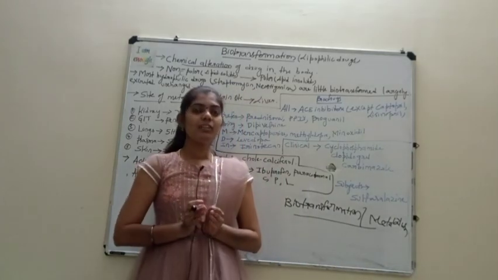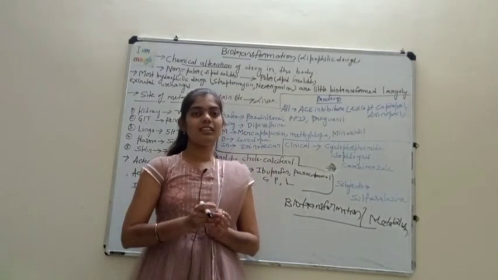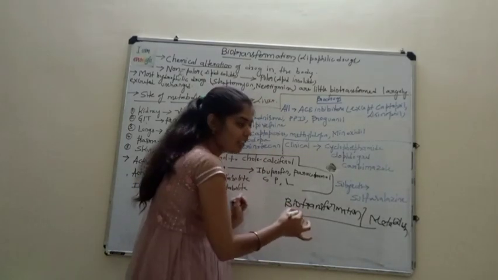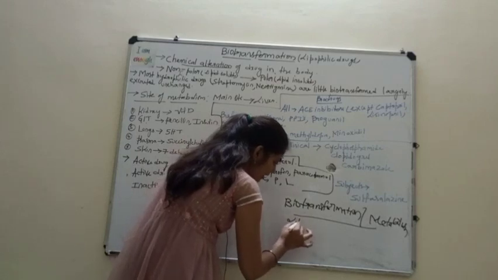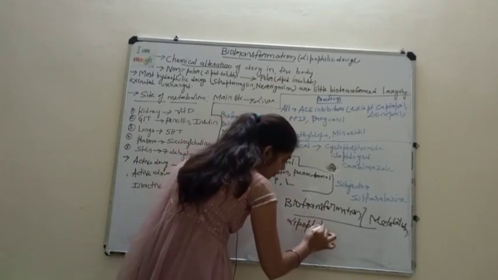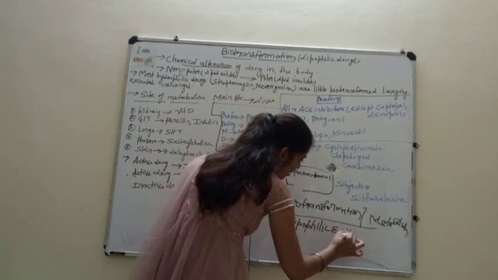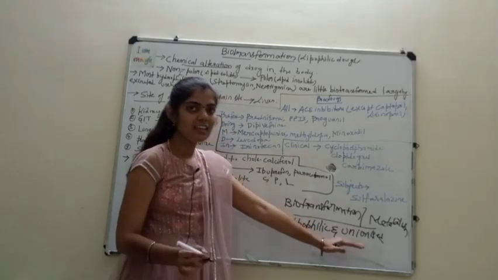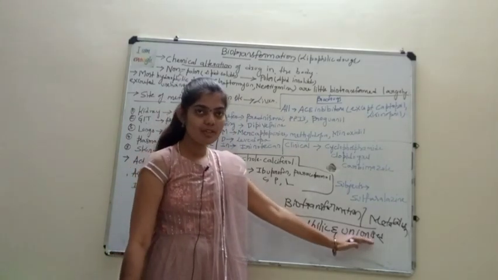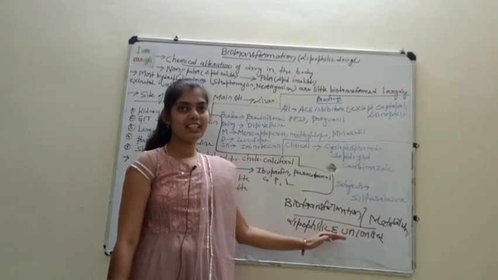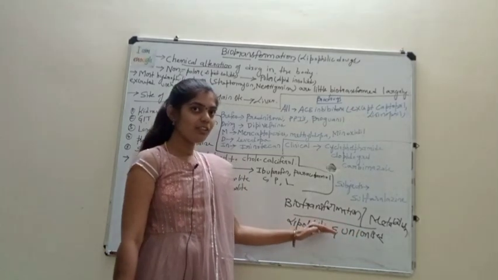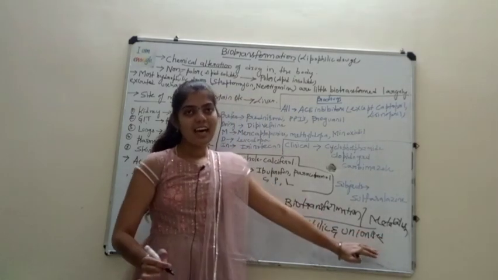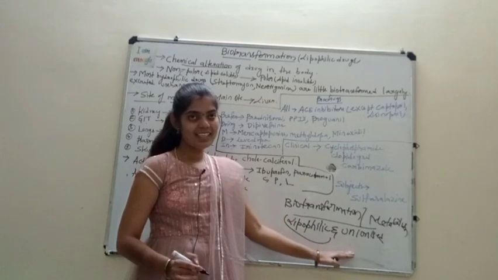I have already told you that in order to get absorbed in our body, a drug should follow one criterion. The drug should be lipophilic in nature and in unionized state. Whatever drug we are taking, in order to get absorbed, it should be lipophilic in nature and in unionized form. This is the criterion.